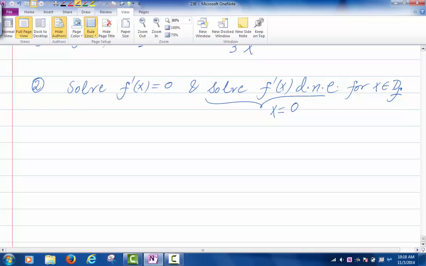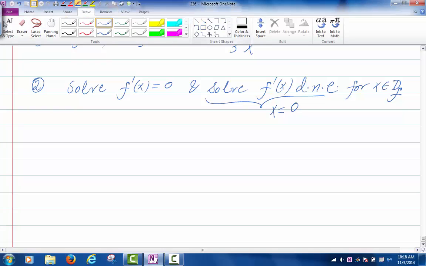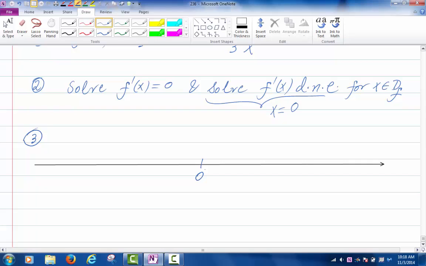Once I have those numbers, I am going to plot the domain. So let's plot the domain here. The domain is all real numbers. Once I have drawn the domain on the real number line, this is the third step: you plot the points where the derivative is either 0 or does not exist. The only point that we found was 0. Once you plot this point on the domain, you see that the domain is being divided into two parts: negative infinity to 0, and 0 to infinity.